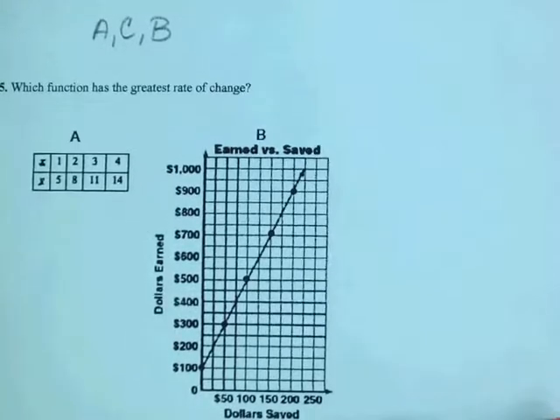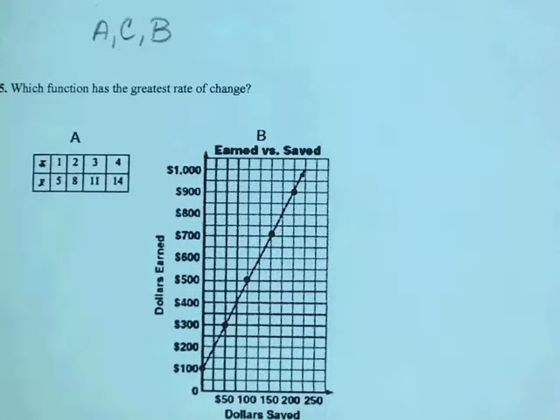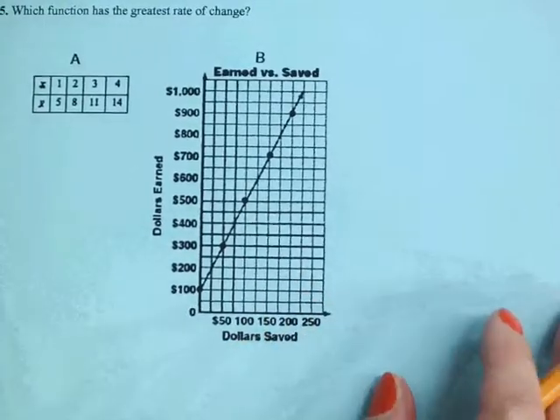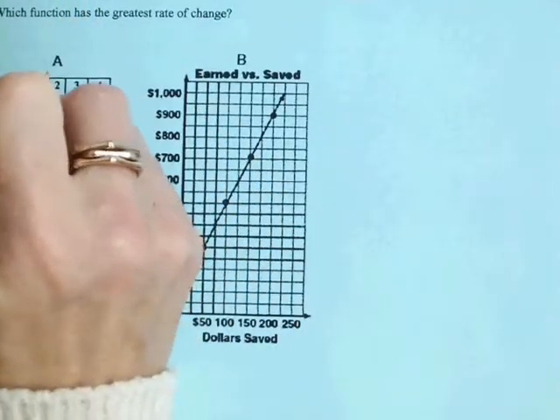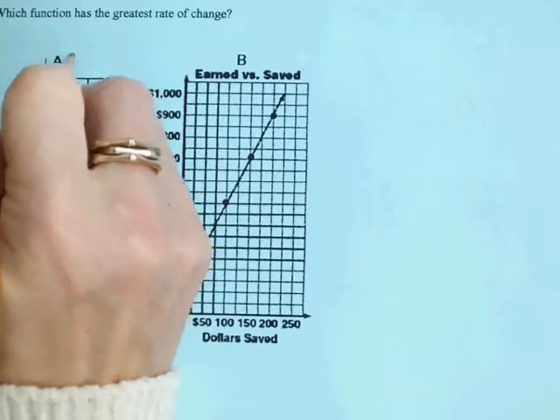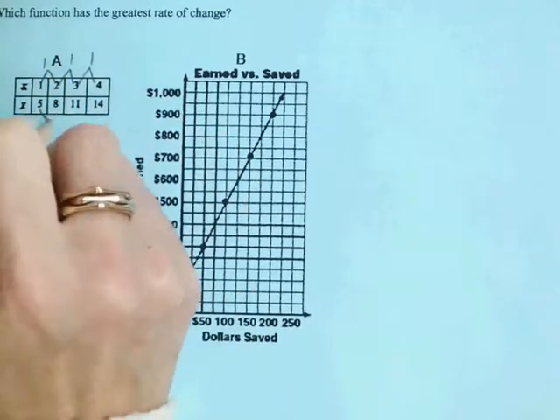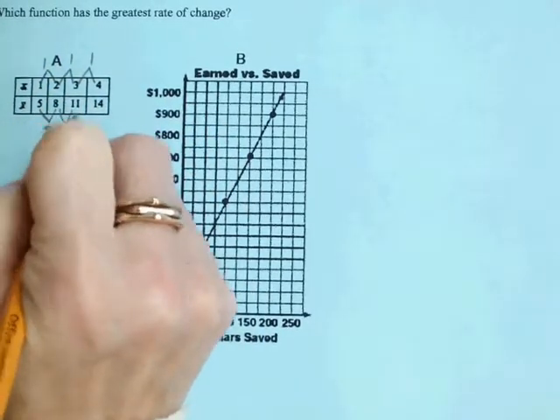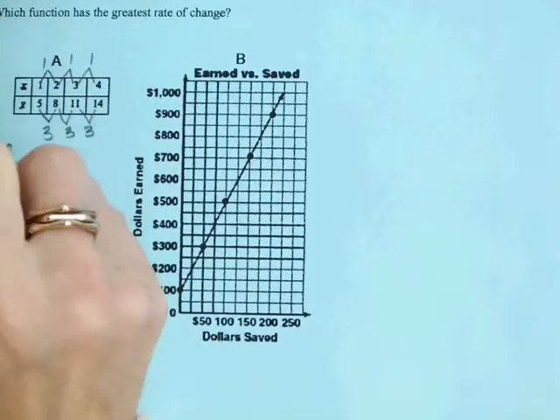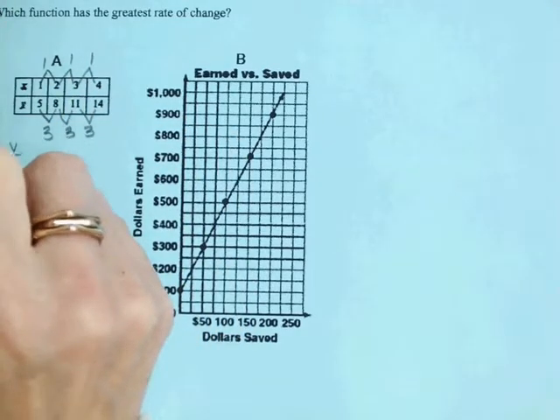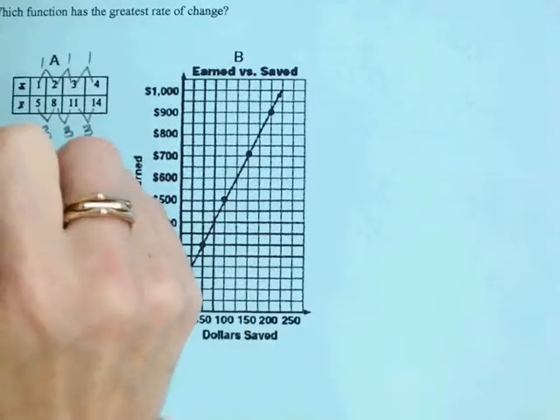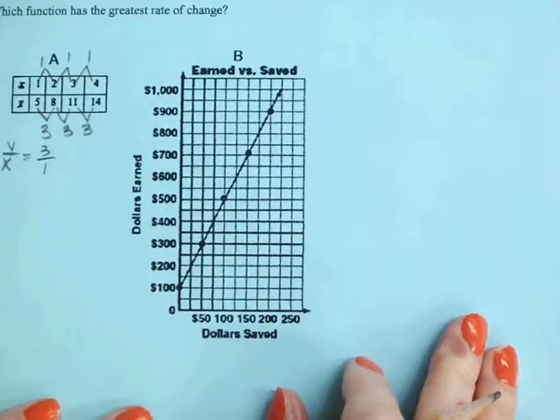And then the last problem that I have for you is, again, which function has the greatest rate of change? We need to find the rate of change of each. So for our table, 1 to 2 is 1, 5 to 8 is 3, 8 to 11 is 3, 11 to 14 is 3. Again, remember it is y over x, so it's 3 over 1 for the table.